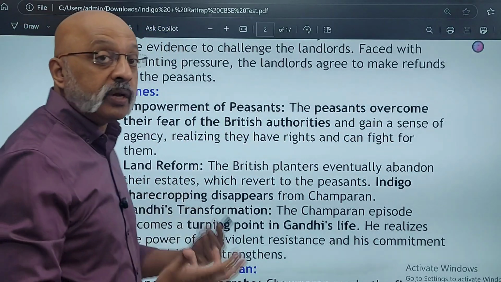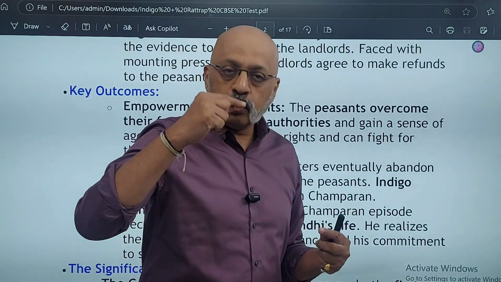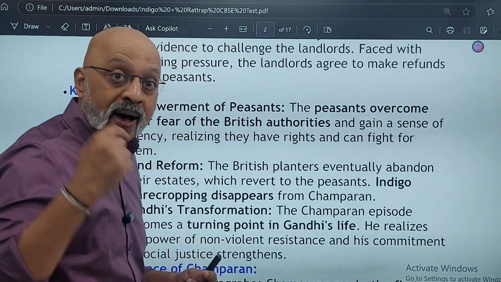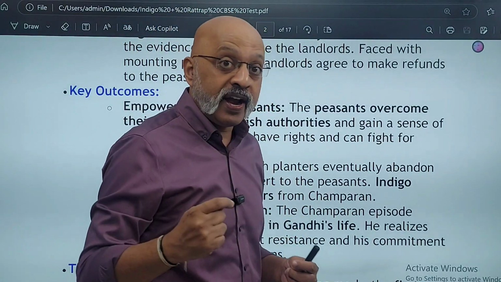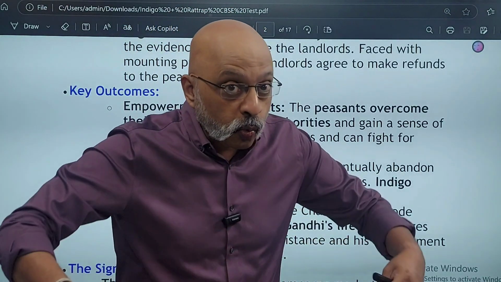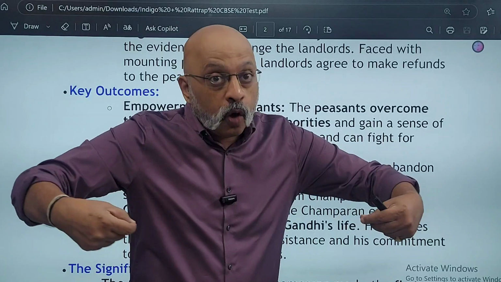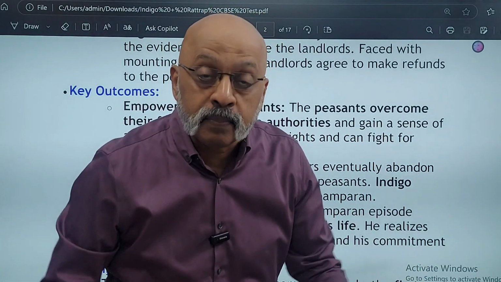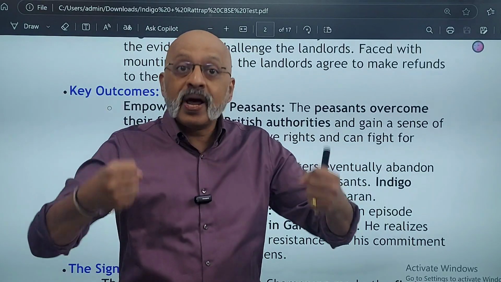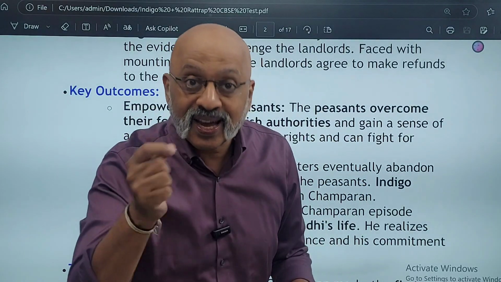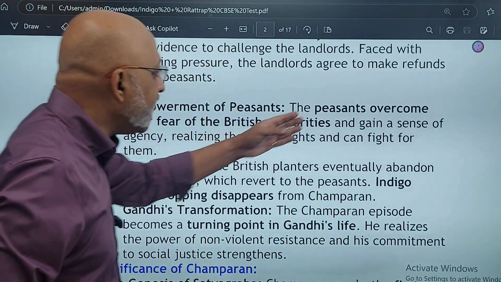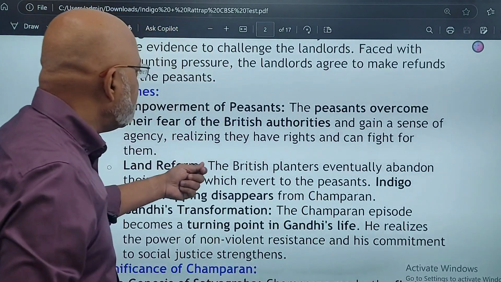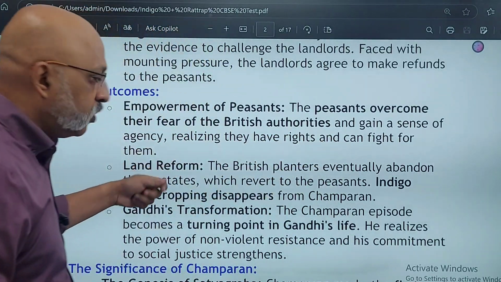Now that's an extremely important thing, that you are no longer scared of the rule of the British because you are managing to defy it, and defy it by how? By a non-violent method, by a non-cooperation method, and very importantly, in the strength of numbers. Key, everybody united we stand. That's the motto. And gain a sense of agency. Agency means a sense of purpose, realizing that they have rights and they can fight for them.